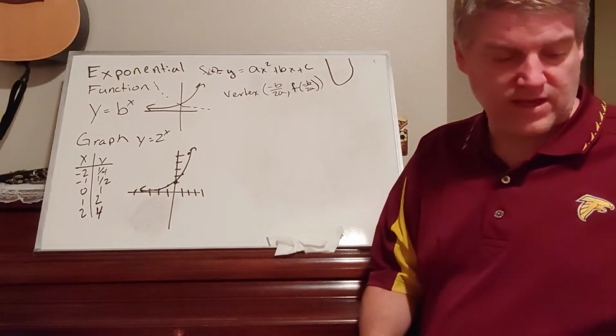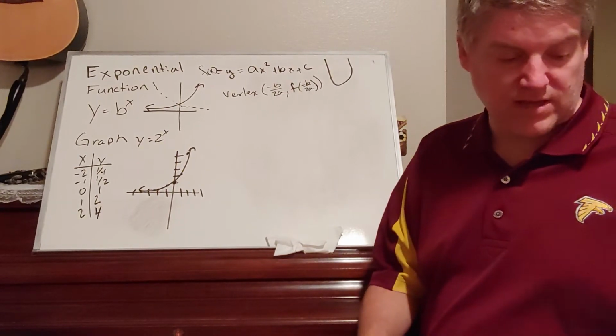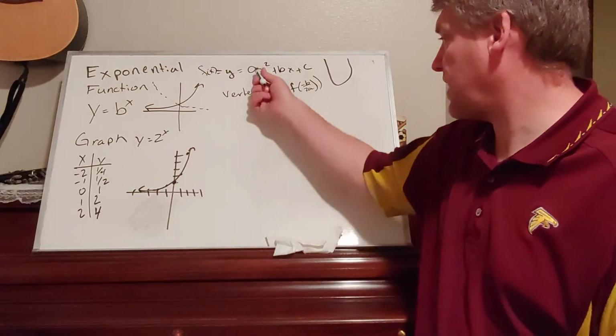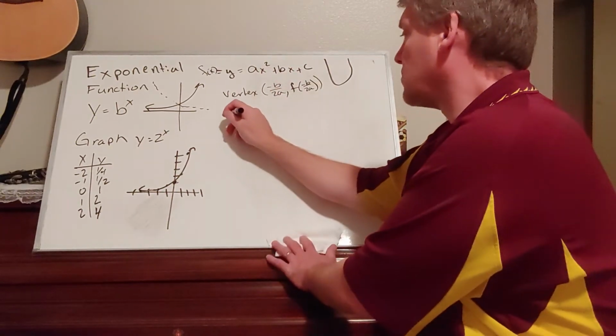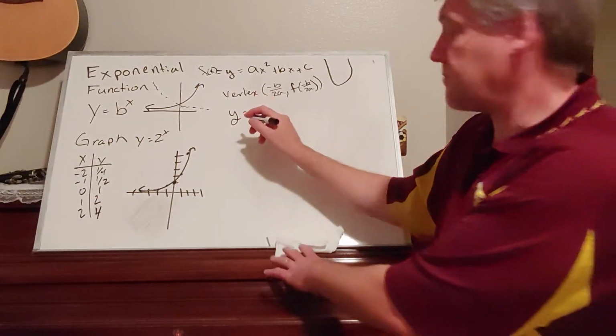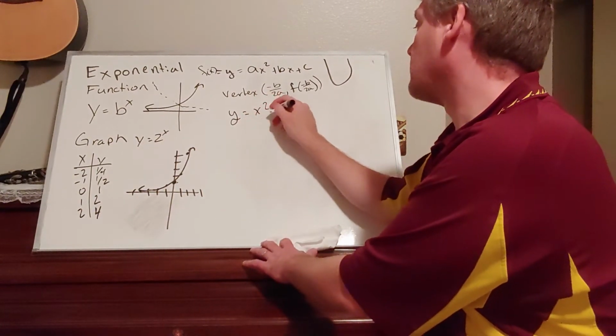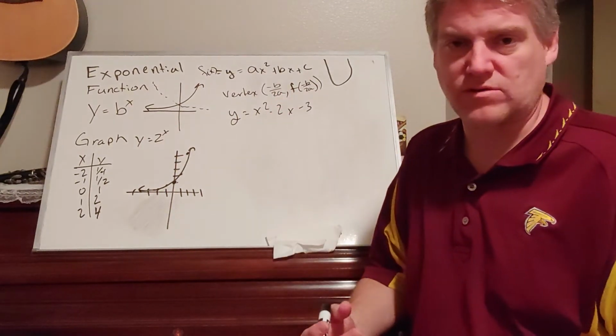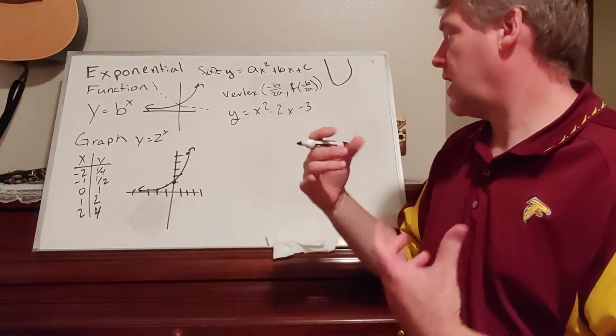So when we're graphing parabolas, what we want to do is find that vertex first. So we need to find a, b, and c. If I have y equals x squared minus 2x minus 3, I want to find those values.